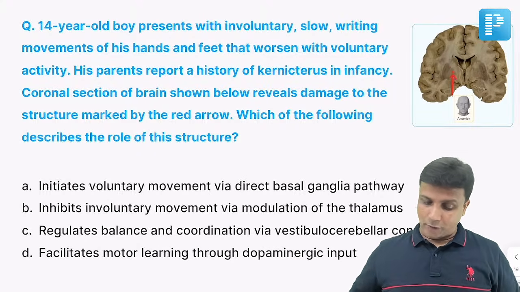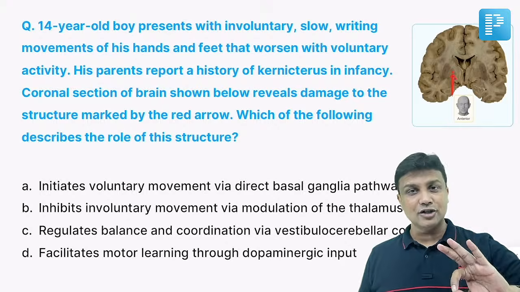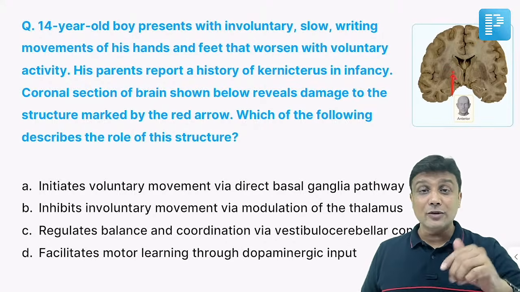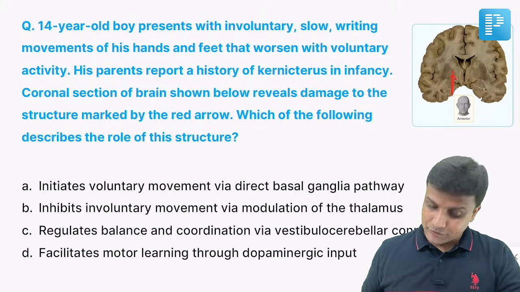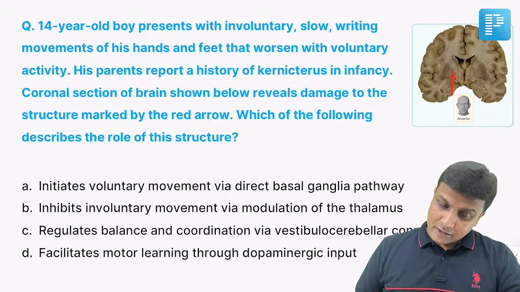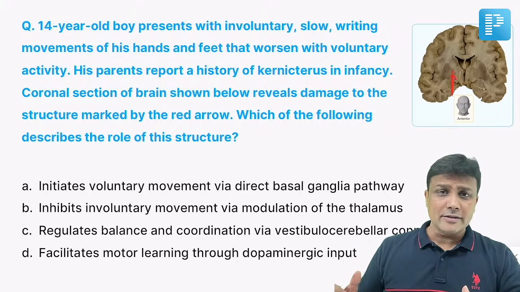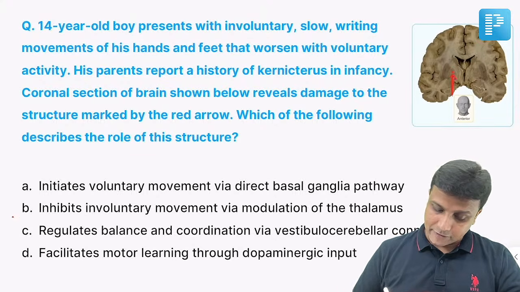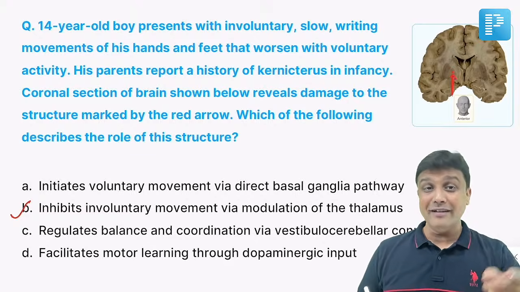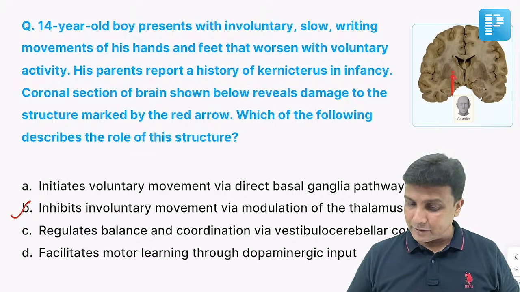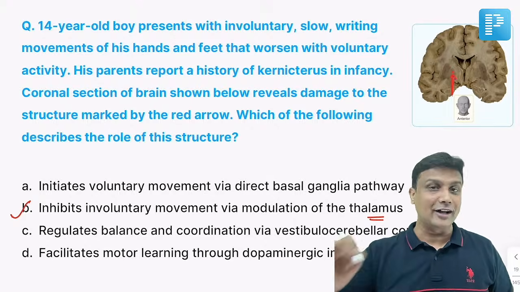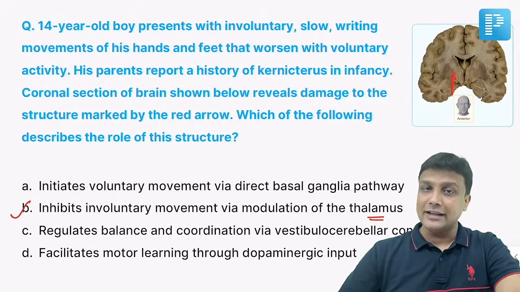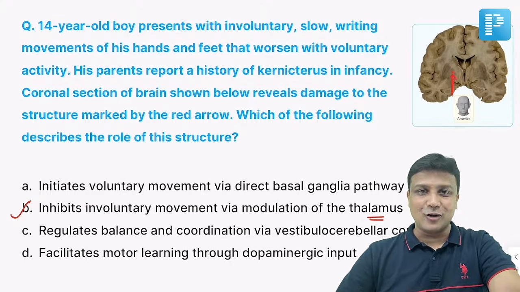Now here, let us see the options one by one. The globus pallidus internus is the one which is going to inhibit the thalamocortical neurons. Thereby it is going to suppress the unwanted movements. But here the involuntary movements are happening. So what is going to be the option here? Option B will be the right one. It is going to inhibit the involuntary movements via the thalamus. I told you, right? Thalamocortical neurons. Understood? So it is going to inhibit the involuntary movements via modulation of the thalamus. I hope it is a crystal clear concept.